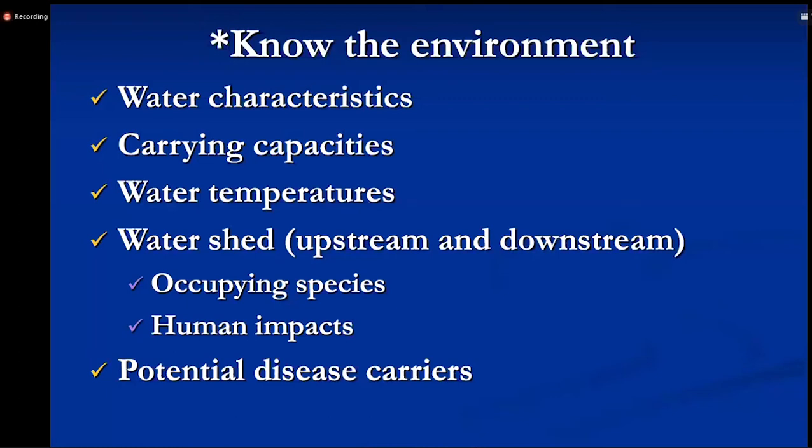What about the watershed? Not only upstream of where the water is coming from, but downstream, especially the types of species that may be in that watershed, because a lot of these different animals could be bringing in pathogens from migration standpoints and spreading different pathogens around that you really don't want. What are also the human impacts? Are there major industrial plants on an upstream side that could be releasing effluent out into that environment that ultimately is going to be coming down onto your farm? So you have to understand everything about that watershed, both from an upstream and a downstream standpoint. And then what are the potential disease carriers, as far as the occupying species? What other wild fish species are out there that could be spreading different pathogens around?